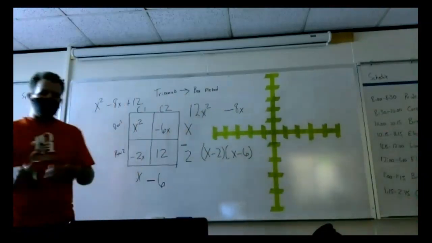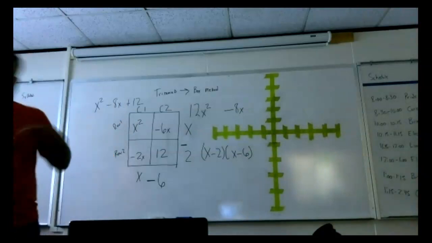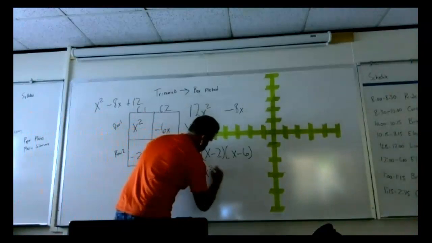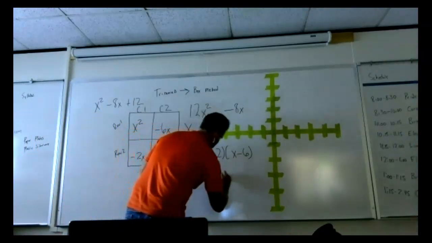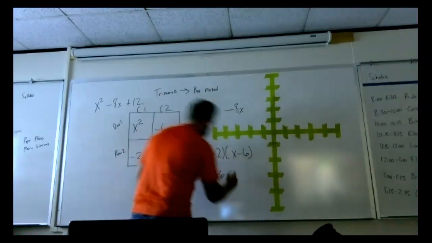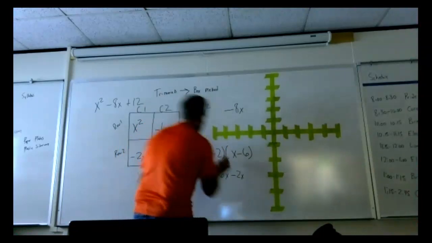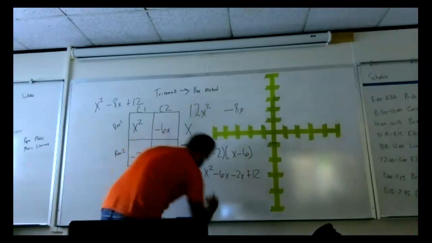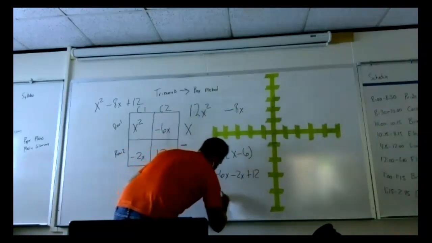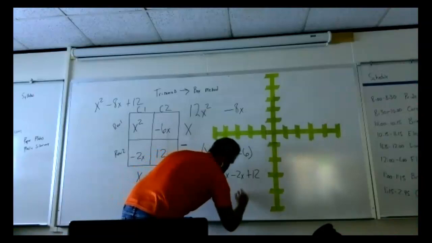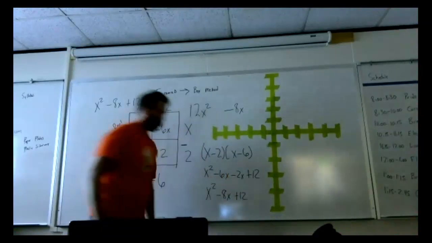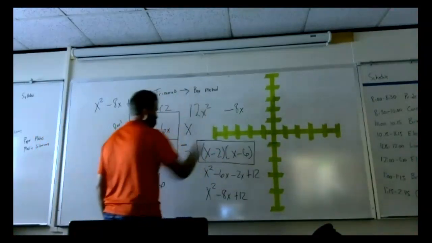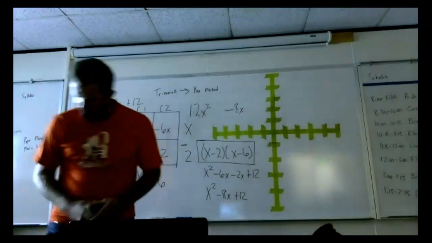But once again, if you're ever in doubt, check it using FOIL. So x times x is x squared. X times negative 6 is a negative 6x. Negative 2 times x is a negative 2x. Negative 2 times a negative 6 is a positive 12. We combine our like terms in the middle, and it shows that we have x squared minus 8x plus 12. So we can say our factors are correct, and that would be our answer for example 2, letter B.